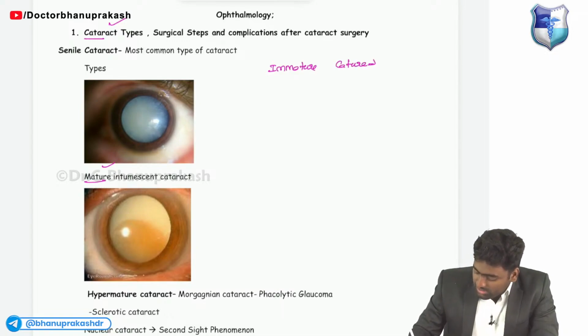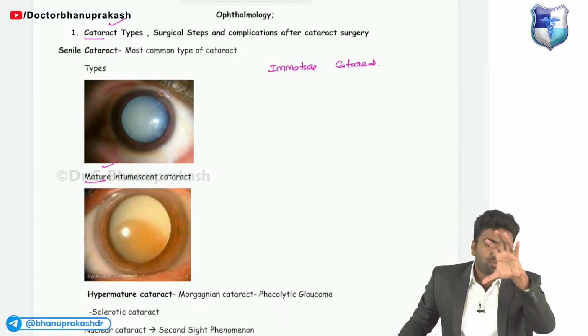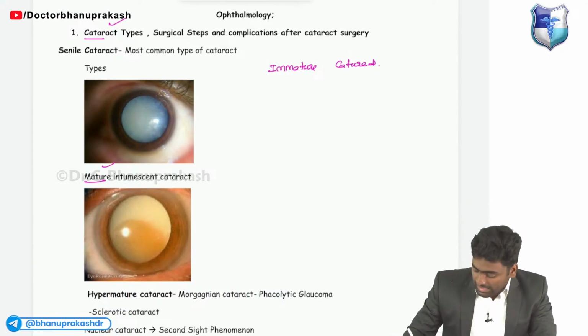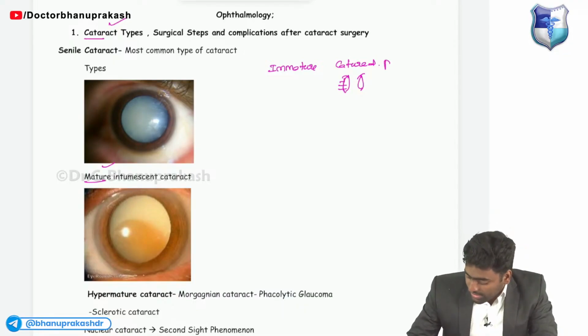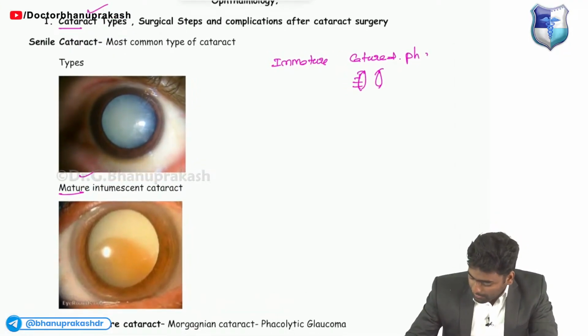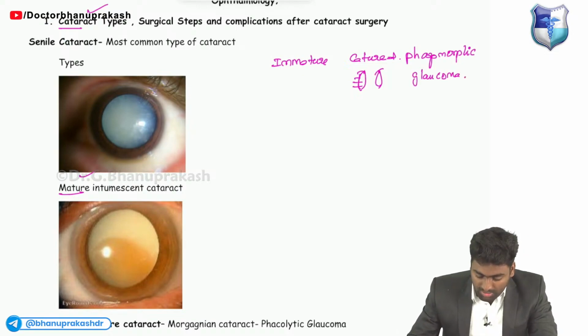Immature cataract. You know, this immature cataract will absorb the water, and once this lens absorbs this water, what will happen? This lens will swell up and it will close this anterior chamber. So this type of immature cataract will cause what? This type of glaucoma, which is known as phacomorphic glaucoma. Okay, it causes phacomorphic glaucoma.